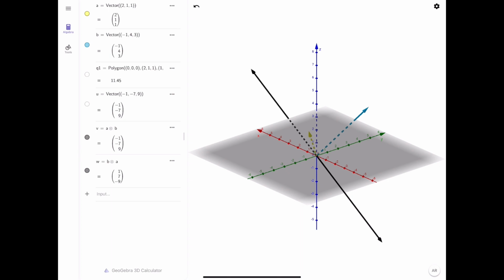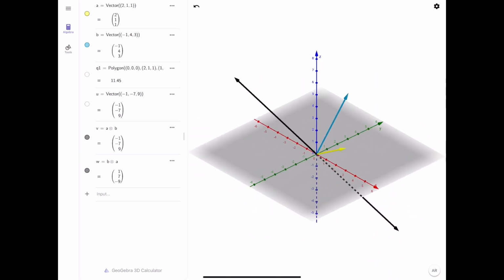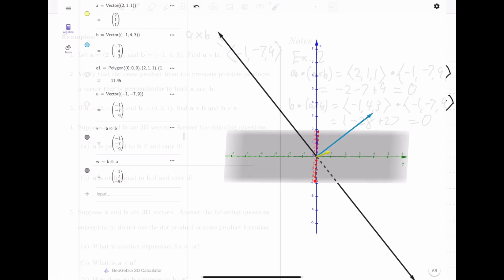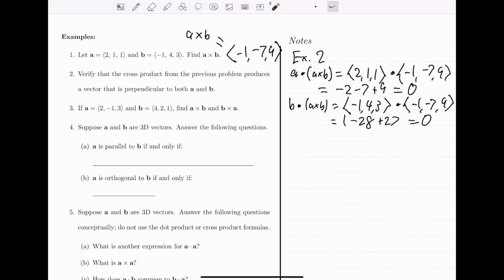So A cross B and B cross A are not the same. They are negatives of each other. Their directions are given by the right-hand rule. Let's practice computing the cross product some more with example 3. For example 3, we have the vector A, which is 2, -1, 3, and the vector B is 4, 2, 1. Let's find the cross product first, A cross B, and then we'll find B cross A.